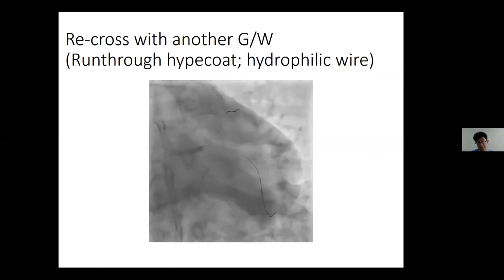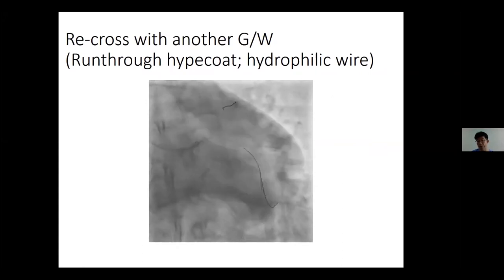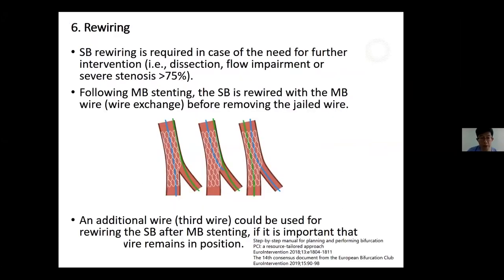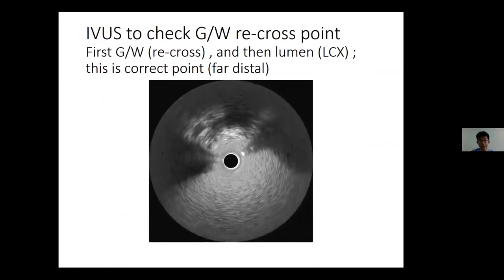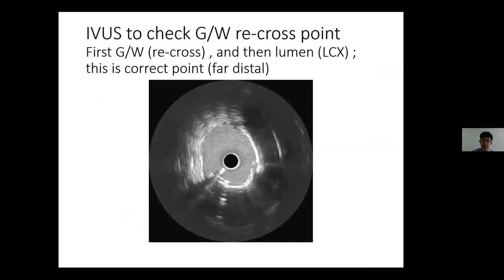It is very useful to cross a stent strut, very easy. So this is a rewiring technique. Side branch rewiring is required in case of the need of further intervention. Following main branch stenting, the side branch is rewired with the main branch wire before removing the jailed wire. The IVUS check is to check the guide wire recross point. The correct recross point is the far distal stent strut.